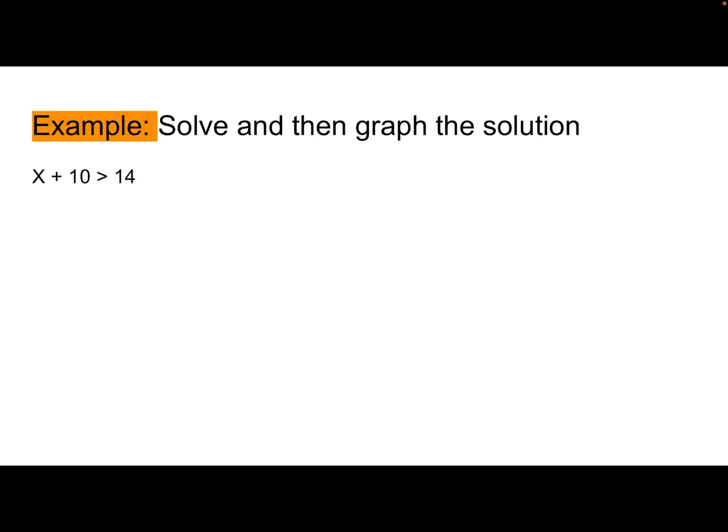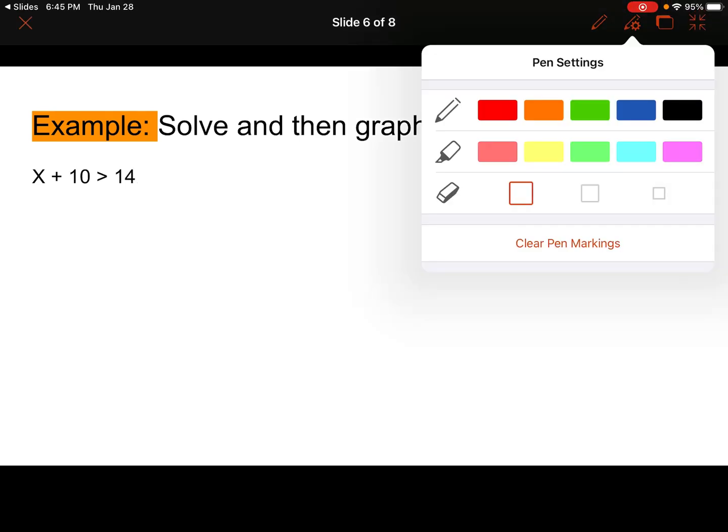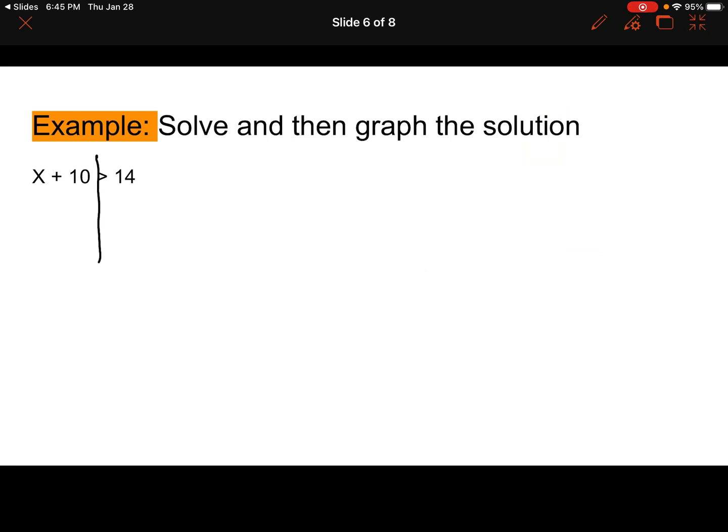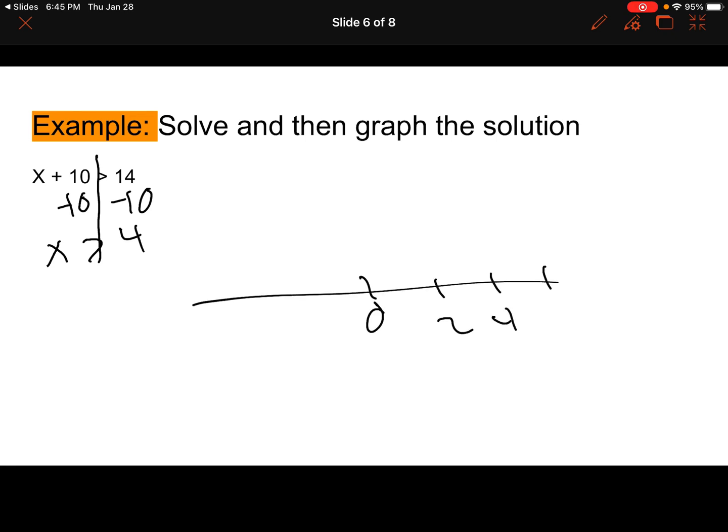All right, we got another one here. x plus 10 is greater than 14. All right, start off by drawing our line down. We could subtract a 10, and then x is greater than 14 minus 10, which will give us 4. Okay, so we'll have a 0, 2, 4, 6, and everything to the right there. Now, still greater than, so we're going to keep that dot open. And then since it's pointing to the right, it's a greater than sign, we're going to do everything to the right.